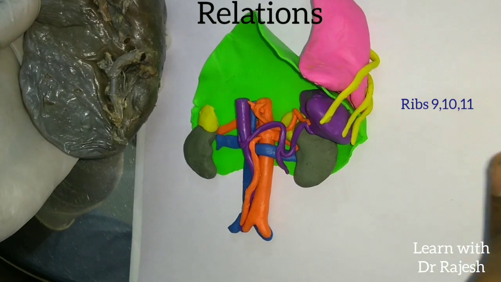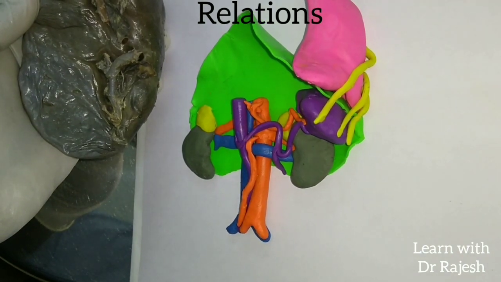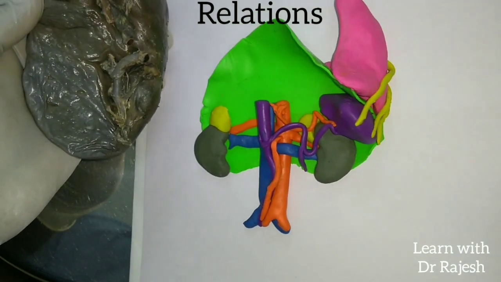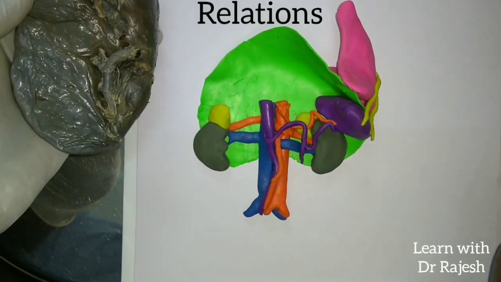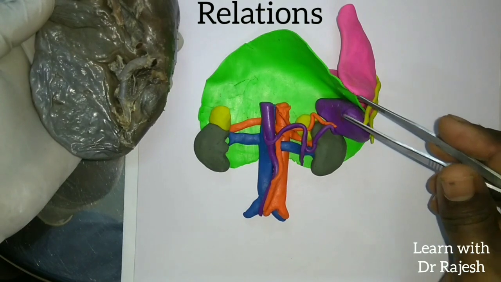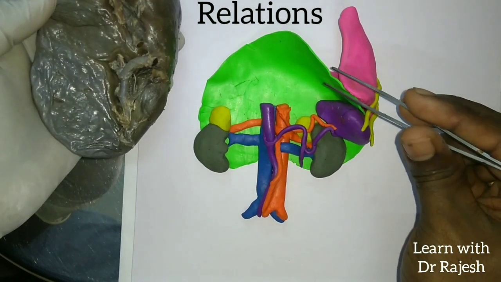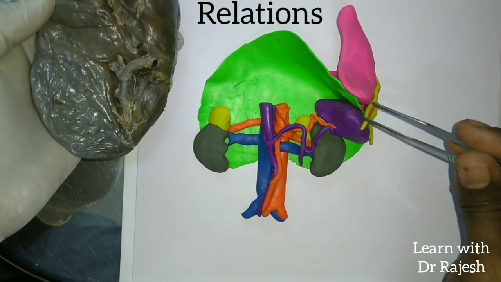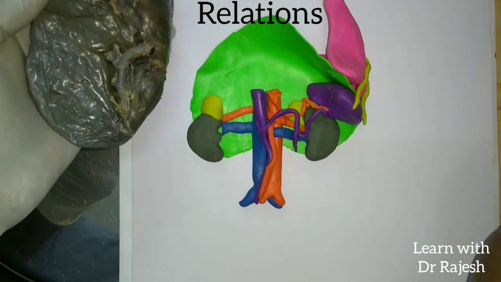So the spleen is located along the axis of the 10th rib. This is the position, this is how it is situated in the abdomen, and it is separated from the thoracic cavity by the diaphragm. So this is what we have to understand. Now we will compare it with the specimen.